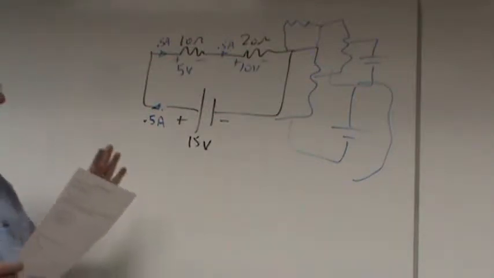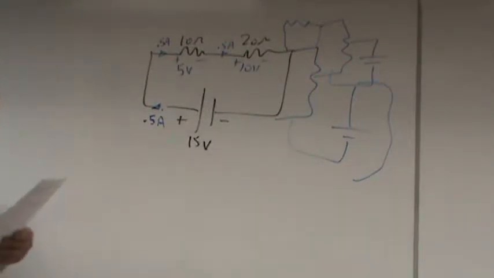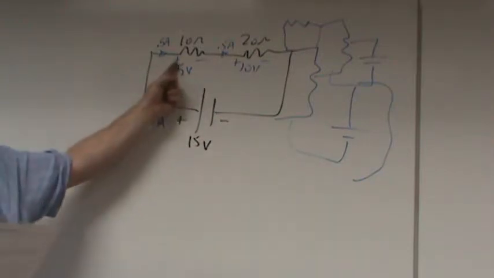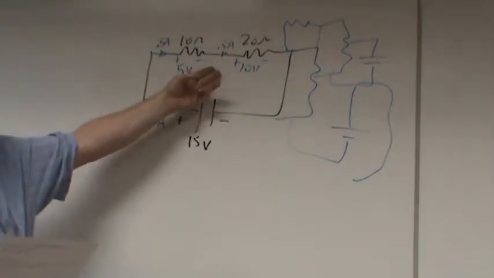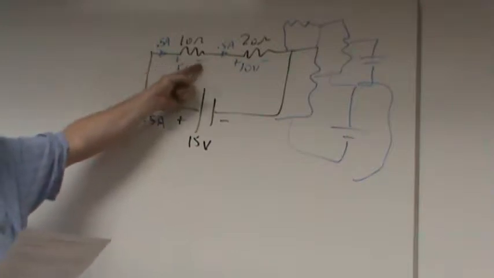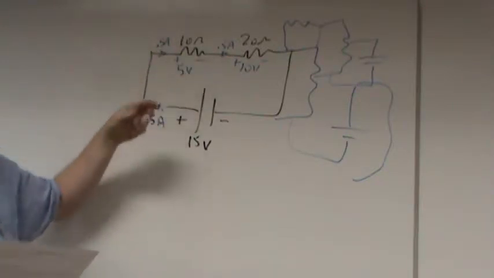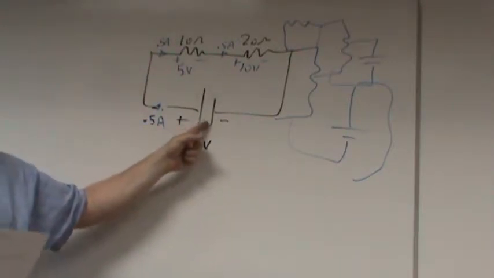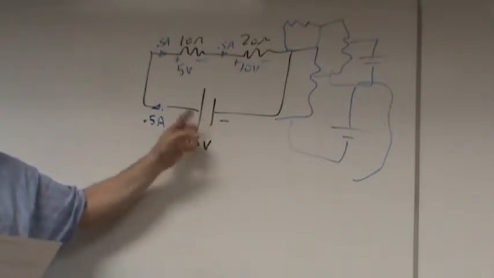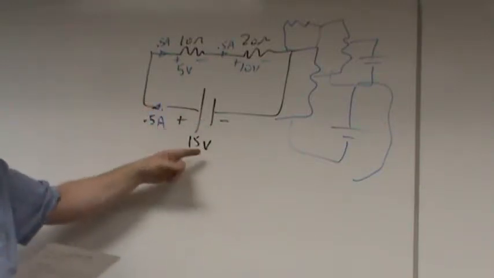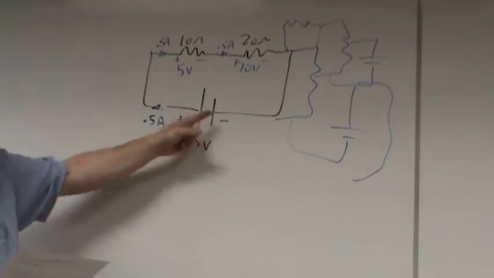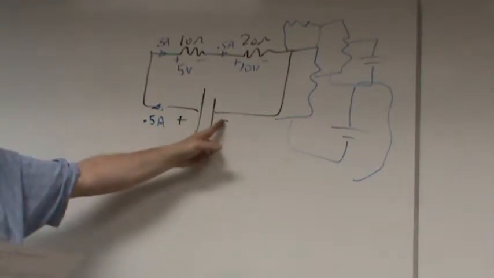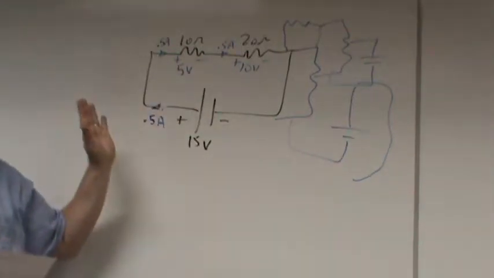Okay. One more thing I want to remind you of. When current enters a resistor, it loses energy. So there's always going to be a voltage drop in the direction of the current. But batteries, those don't depend on current. A battery is inviolate. A battery just says, hey, this terminal's 15 volts higher than this terminal, and I don't care what's going on around me.